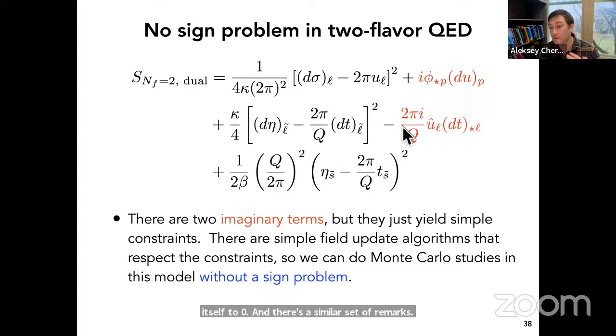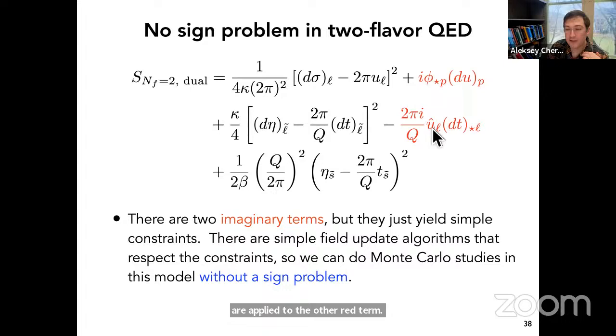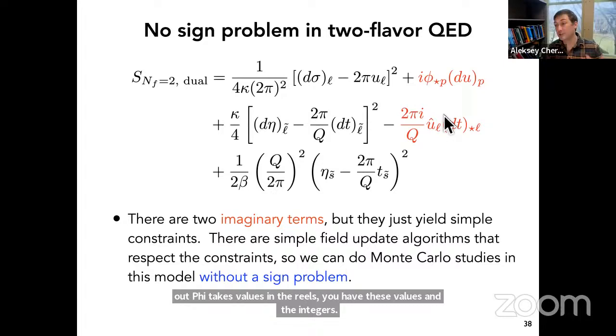If you stare at this action and look for u hat, the only place it appears is right there. Therefore, if you sum over u hat, you get a functional delta function that now sets dt to zero, but now mod q, as it turns out. To understand that, you need to think about where the field u hat takes values versus where the field phi takes values. Turns out phi takes values in the reals, u hat takes values in the integers. That's why the difference appears. But again, essentially, this is just a constraint.